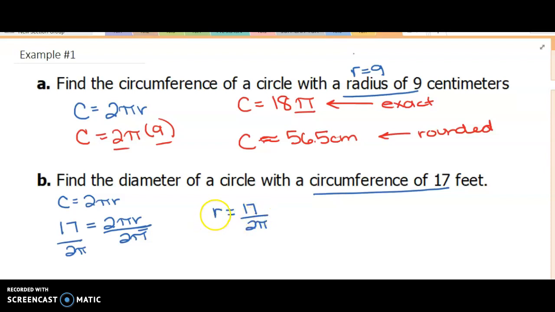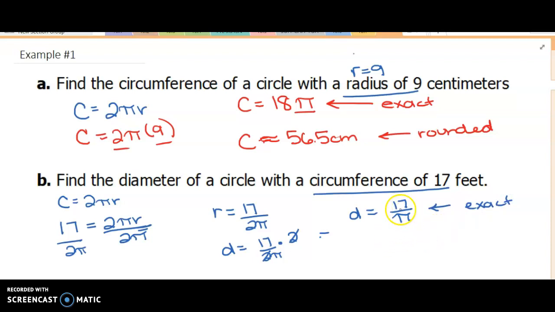Now, to go from radius to diameter, all I would have to do is multiply 17 over 2 pi by 2, because the radius times 2 is your diameter. And when I do that, these two 2's would cancel, so my diameter is 17 over pi. Okay, so this would be my exact answer.